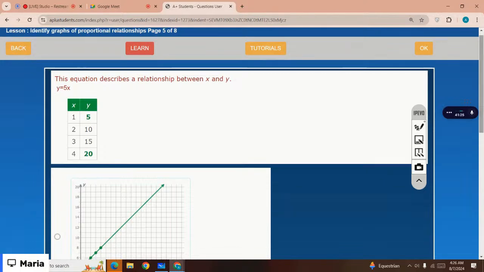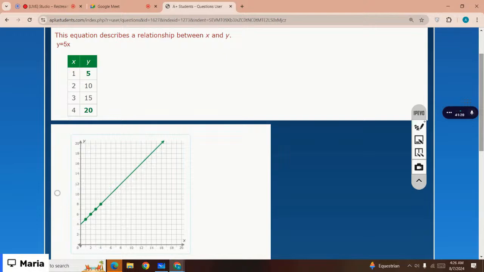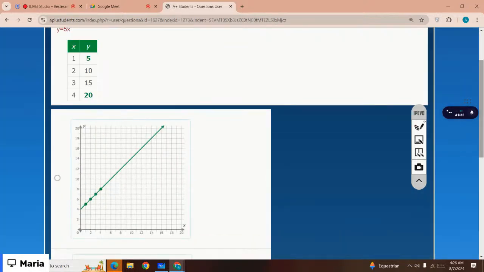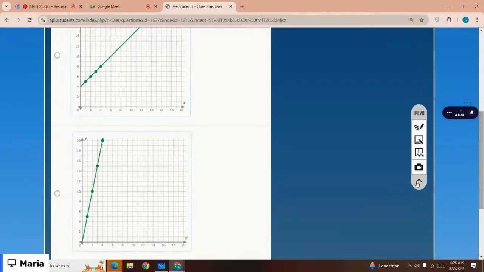Okay, so you need to match the graph with the table of values. X is 1, Y is 5, X is 2. Option number 2 is the correct one.